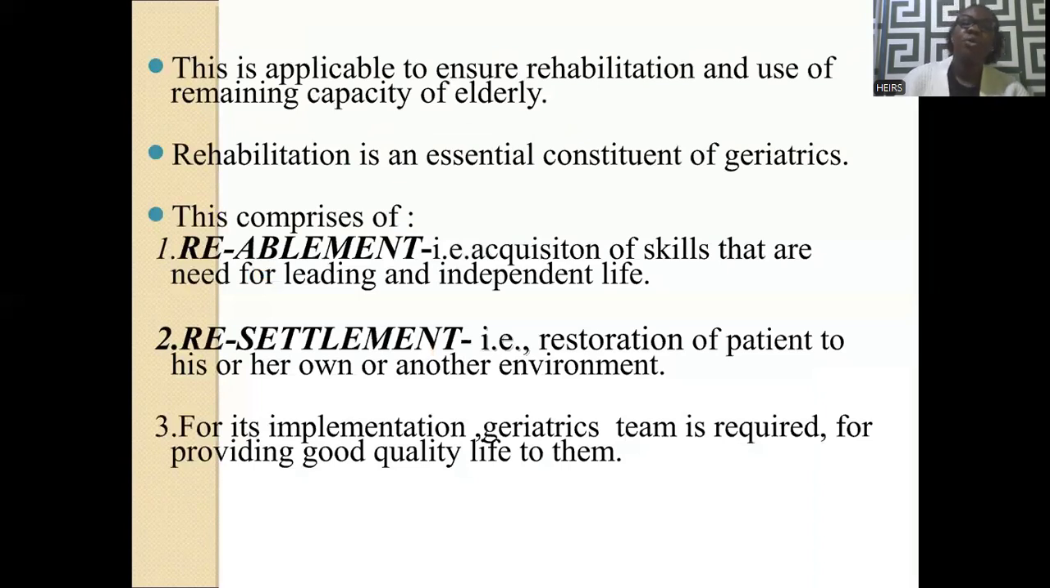This is applicable to ensure rehabilitation and use of the remaining capacity that the elderly person has. So rehabilitation is an essential constituent of geriatrics, and it comprises rehabilitation, that is acquisition of skills needed for leading an independent life. Then resettlement, that is restoration of the patient to his or her own or another environment. And for the implementation of this, the geriatric team is required to provide a good quality of life to the elderly.